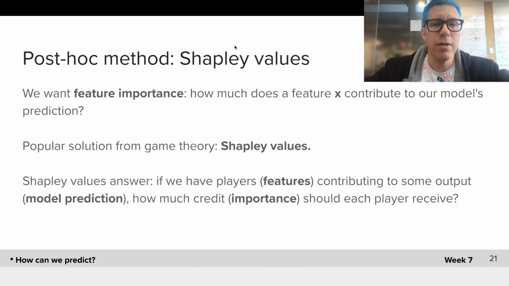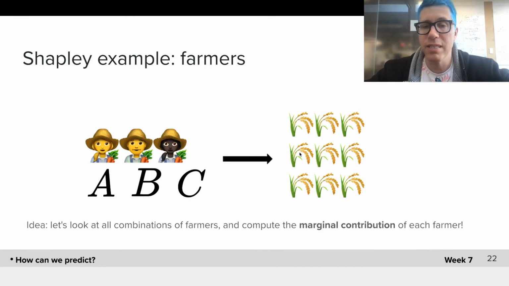So here's the idea of Shapley values. We want feature importance. How much does a feature X contribute to our model's predictions? There's a popular solution from game theory, which is Shapley values. It's originally meant to deal with basically how much credit to assign to people. Shapley answers the question as follows. If we have players, in this case the features are the players, that contribute to some output, in this case the model prediction, how much credit or importance should each player receive?